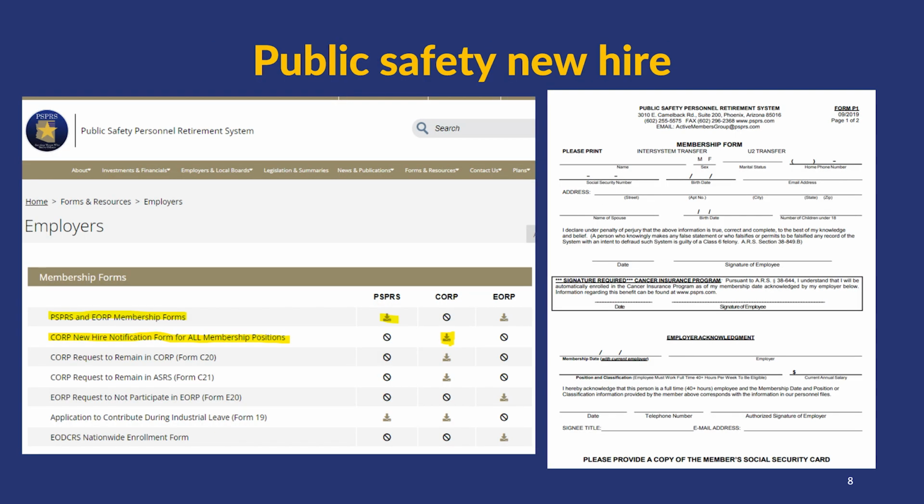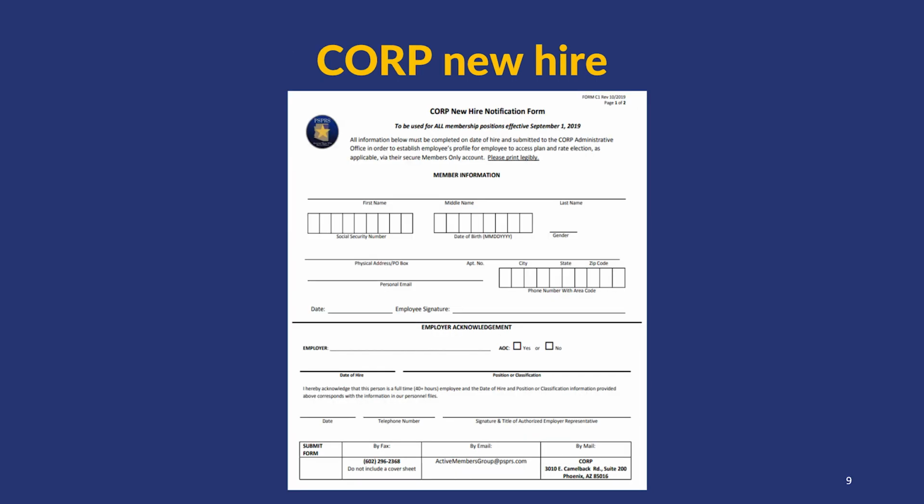Now the membership forms. I always go to this location in our screens: from the main page, forms and resources, and employers. Then as I scroll down, I find resources, but as I keep scrolling, I find membership forms. That's where the public safety membership form and the corp membership form are. And there's the corp one, a little different for those corp DC new hires.